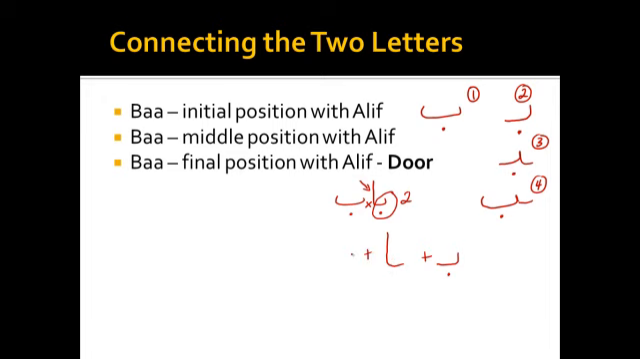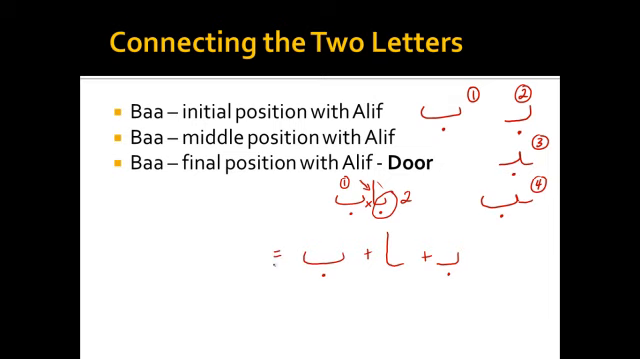And we have the ba in the final position, or actually in this instance it's going to be the independent position because it's not connecting to anything before it. However, it's still in the same word. So we're going to put this like this because it can't connect to the alif because the alif doesn't connect to what comes after it.